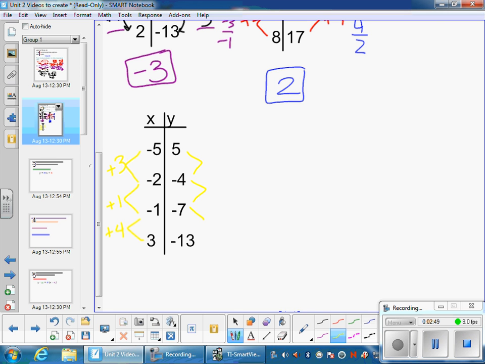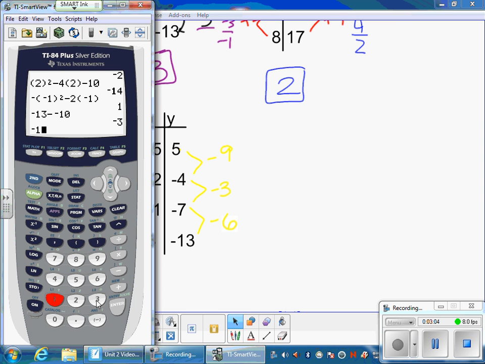And then I look at my y's. 5 going down to -4 is -9. -4 down to -7 is -3. And from -7 down to -13, that's -6. And again, if you're not good at doing that, just do -13 minus -7. And you'll see that's a -6.